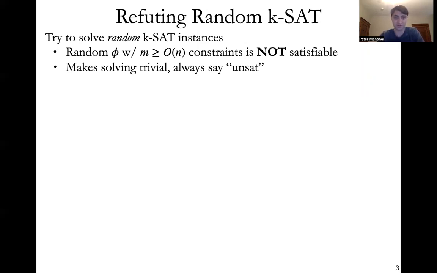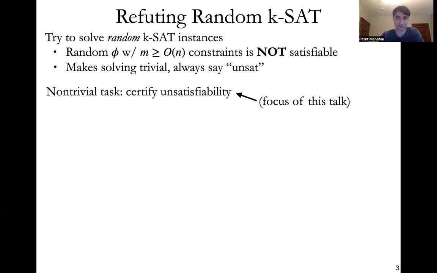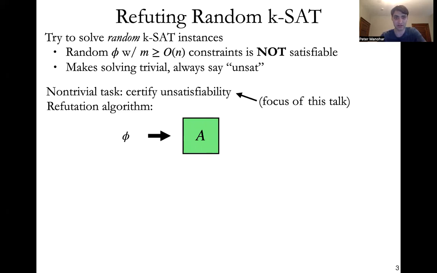So one way to recover a non-trivial task in this average case setting is to instead ask that our algorithm certifies unsatisfiability. This task is going to be the focus of this talk. What do I mean by certifying unsatisfiability? Well, I can formalize this by defining what's known as a refutation algorithm. This is an algorithm A that takes as input an instance phi and outputs either unsatisfiable or I don't know. And we want this algorithm to satisfy two guarantees.